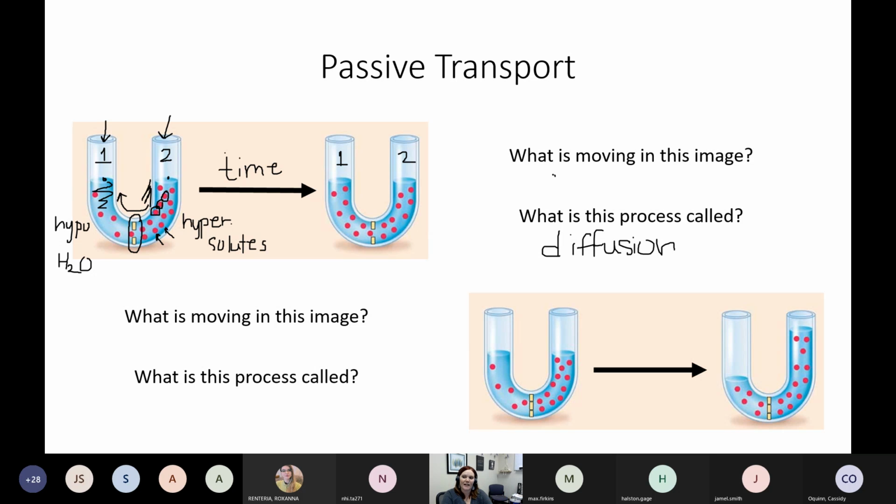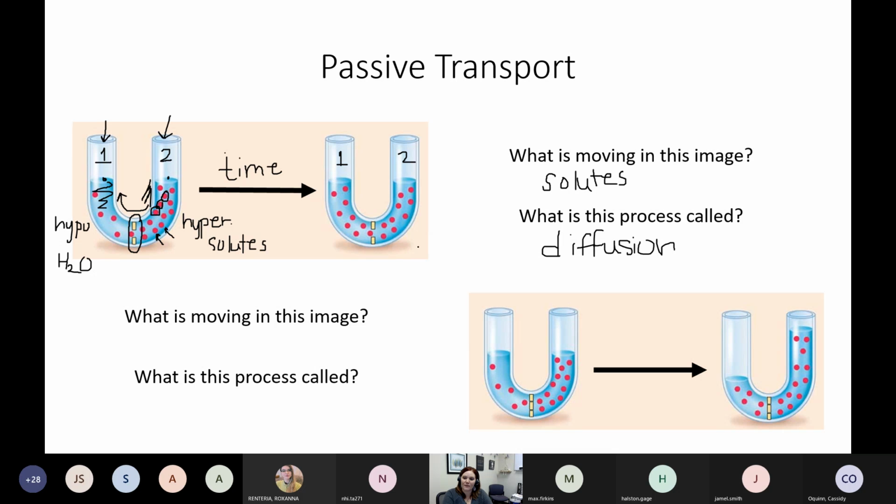So what's moving in this picture are the solutes. It's the red dots. The red dots will move over and over and over until we've gotten to a point where there's the same number of red dots in side 1 and side 2. When there's the same number of red dots in side 1 and side 2, we are isotonic. Our goal is to get to the same concentration. So one way we can do that is we can move the solutes. We can move those little red dots from one side to the other.